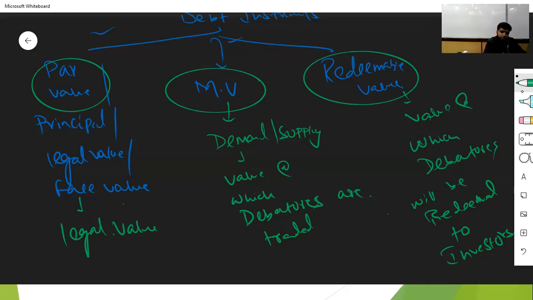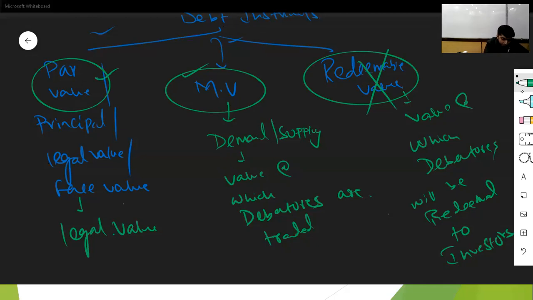One more thing. If we could not identify the redeemable value, it's okay. It is perfectly fine. We are not bound to calculate the redeemable value. Our question can easily be solved, but we need to identify the par value and the market value. So at the very initial phase, we need to identify the par value and the market value.